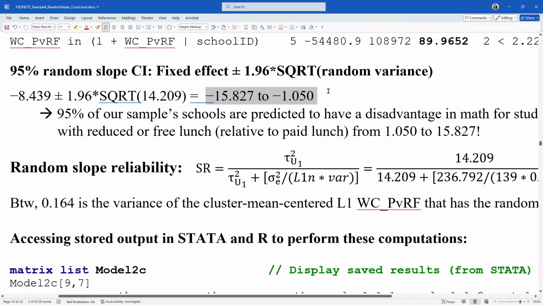That's the number of points that 2 kids from the same school would differ by if one of them has discounted lunch and the other pays. On average, it's a deficit of about 8.5 points, but that could be anywhere from minus 15, in which, oh crap, that's really bad, to minus 1.